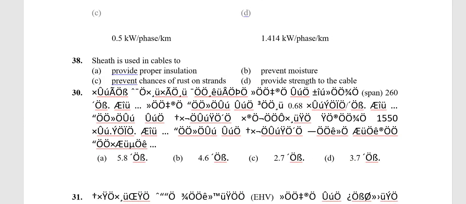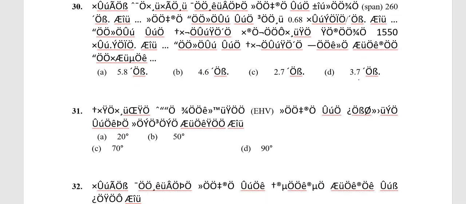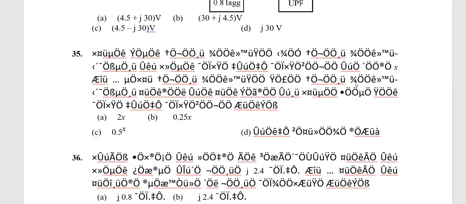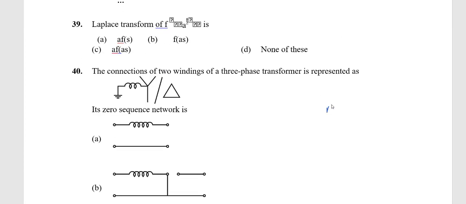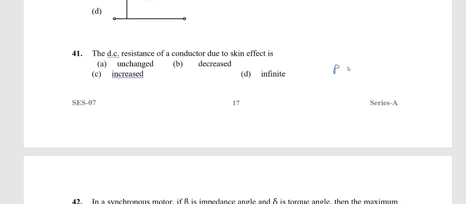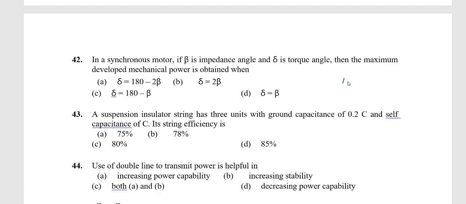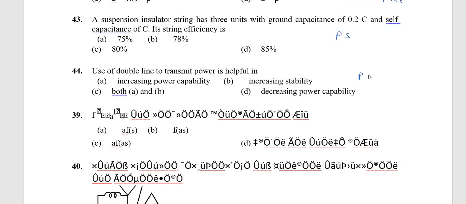Have more of power systems and electrical measurements problems. Sheath is used in cables to provide proper insulation. So more problems are from measurements and power systems. Again power systems, Laplace transforms. Laplace transforms means control systems or signals and systems. Again, this is power systems. So this is motors, means machines, sorry. Again, this is power systems.